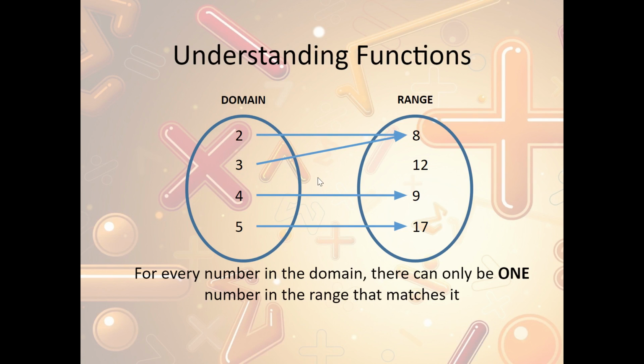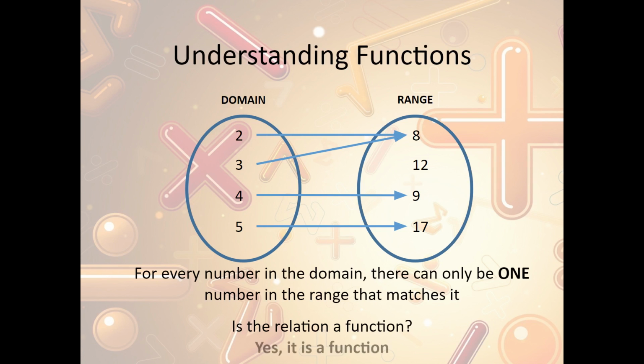Okay, let's look at another example. So this one says for every number in the domain, there can only be one number in the range. And is this one a function? Well, we have 2, 3, 4, and 5, and 2 is mapped to 8, and 3 is mapped to 8. So there's 2 numbers going to 8. The question is, is that okay?